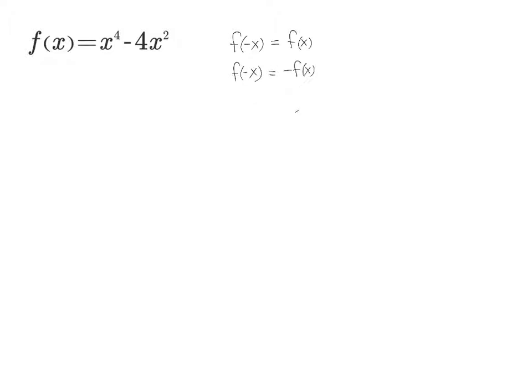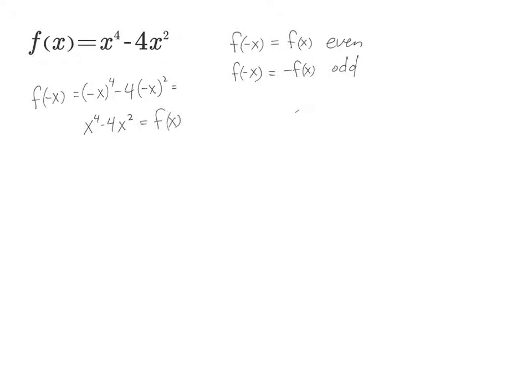So here, what I'm going to do is plug a negative x into this function. Well, that gives me negative x to the fourth minus 4 times negative x squared. Negative x times negative x times negative x times negative x is just positive x to the fourth, minus 4. Now, negative x times negative x is just positive x squared. So if you notice right here, this and this are the same function. In other words, this comes back to the original function f of x, which then means that it is even. I'm going to put even here and odd here.